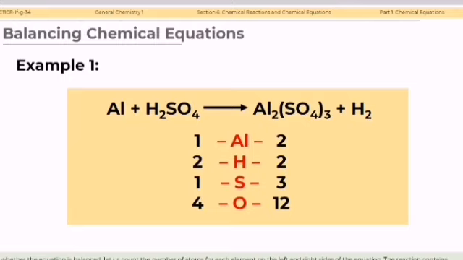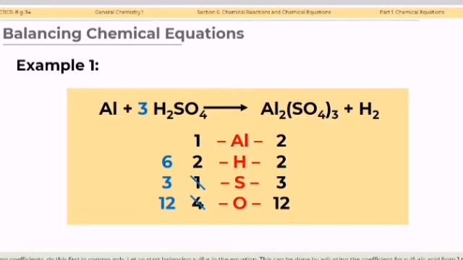For aluminum, there is 1 atom on the left side and 2 atoms on the right side. For hydrogen, there are 2 on both sides. For sulfur, there is 1 on the left side and 3 on the right side. For oxygen, there are 4 on the left side and 4 times 3 or 12 on the right side. From here, we can see that the equation is not yet balanced.